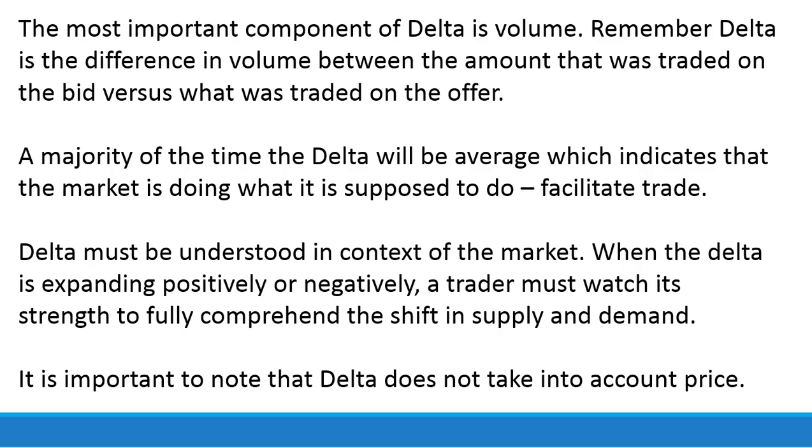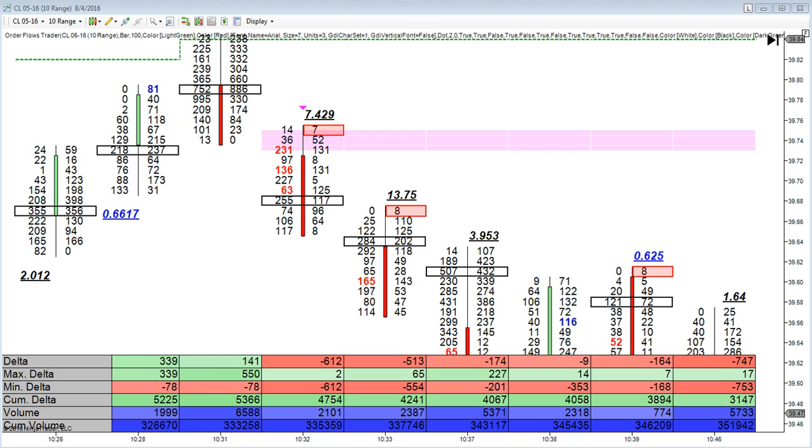Again, it's important to note delta does not take into account price. It's just the difference of what traded on the bid side versus what traded on the offer. It's not what's traded on the bid side at, say, 39.66 or 39.67. It's in this bar, what's traded on the bid side minus what's traded on the offer side. Generally speaking, if the market's going down, it should have a negative delta. If the market's going up, it should have a positive delta. But that's not always the case.